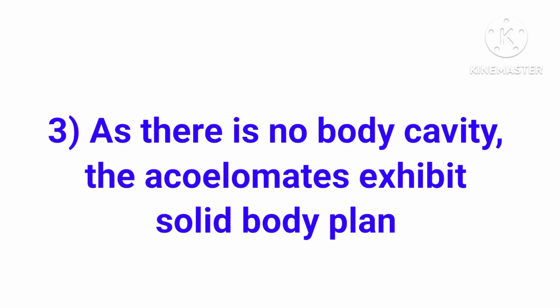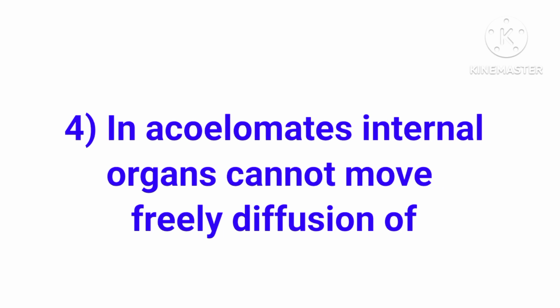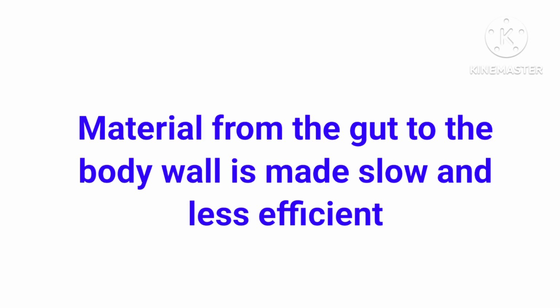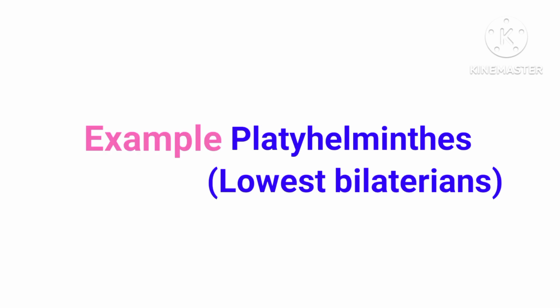As there is no body cavity, the acoelomates exhibit which body plan? Solid body plan. In acoelomates, which organs cannot move freely? Internal organs cannot move freely. Diffusion of which material from the gut to the body wall is made slow and less efficient. Example, which example? Platyhelminthes. Which bilaterians? Lowest bilaterians.